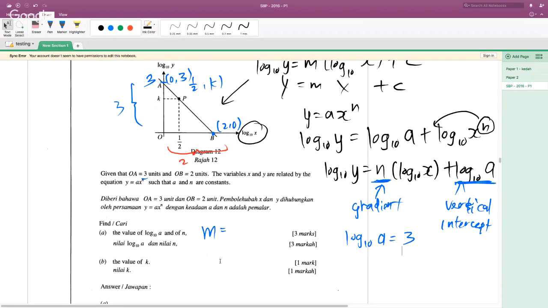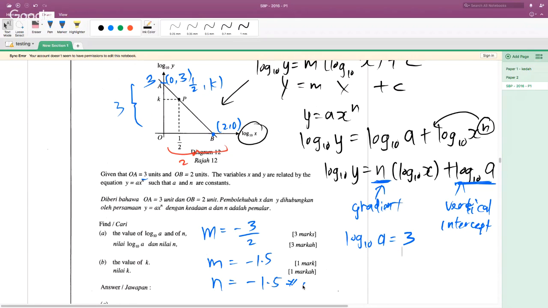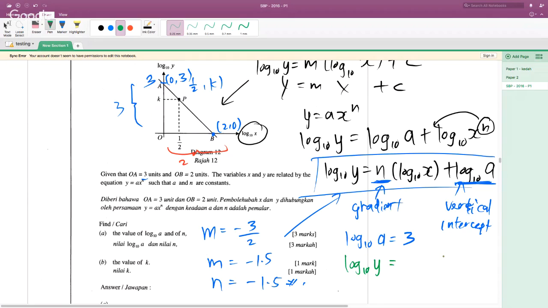So in order to get the gradient, it is negative y-intercept over x-intercept. So the gradient basically equals negative 1.5, and your gradient is n, right? So n equals negative 1.5. Right, so after we got both of these, I will substitute everything I have into the equation here. So what I get over here is log 10 y equals gradient negative 1.5 log 10 x plus your vertical intercept, 3, plus 3.